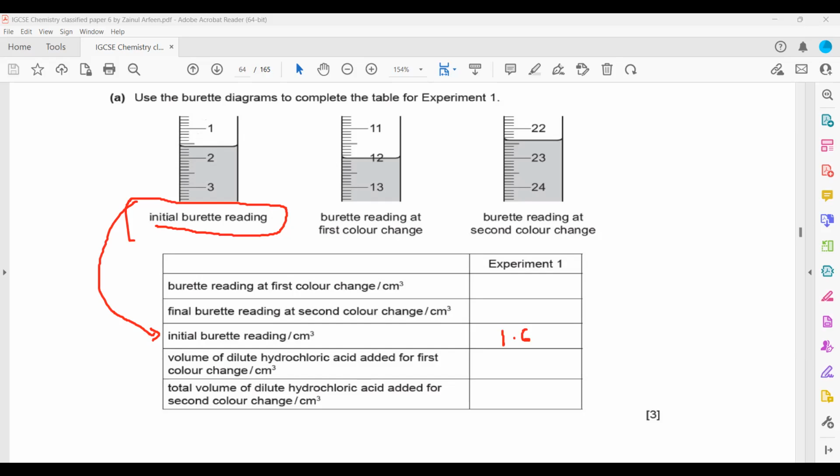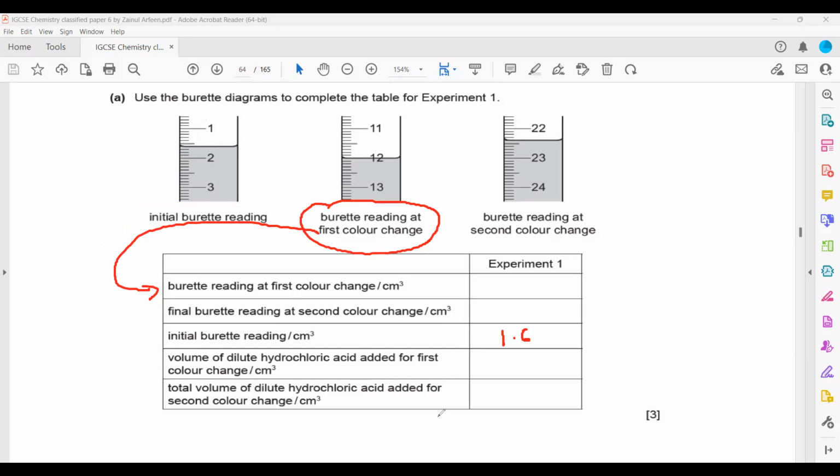Is it clear, this one? Yes. Then the burette reading at the first color change. So how much is this? We always use the bottom of the meniscus, so it looks exactly 12. But don't write 12, write 12.0, because the smallest value which it can record is 0.1 cm cube. So don't write only 12, write 12.0.